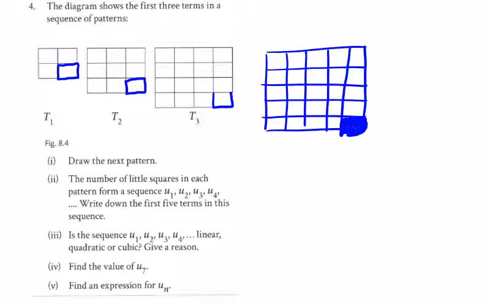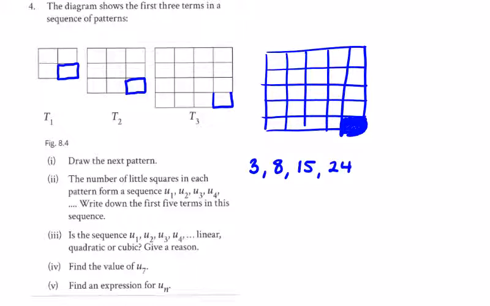So the number of little squares in each pattern form a sequence, U1, U2, U3, U4. Write down the first 5 terms. Well, you can ask this question in many ways. Basically, how many squares are there? 3. 1 short of 3 by 3 will be 8. 1 short of 4 by 4. And 1 short of 5 by 5 will be 24.